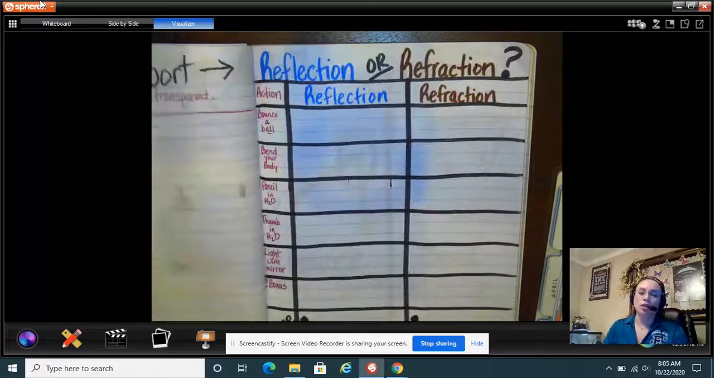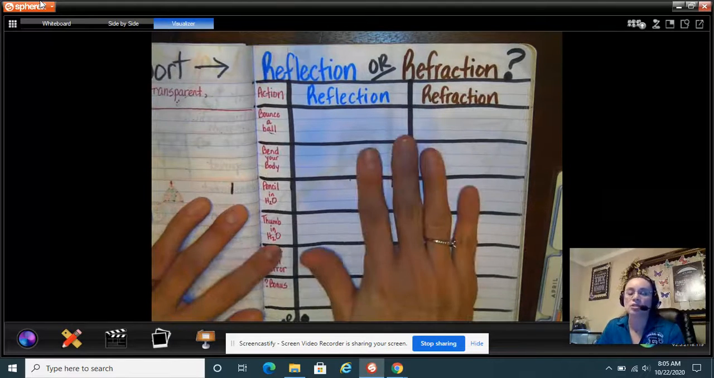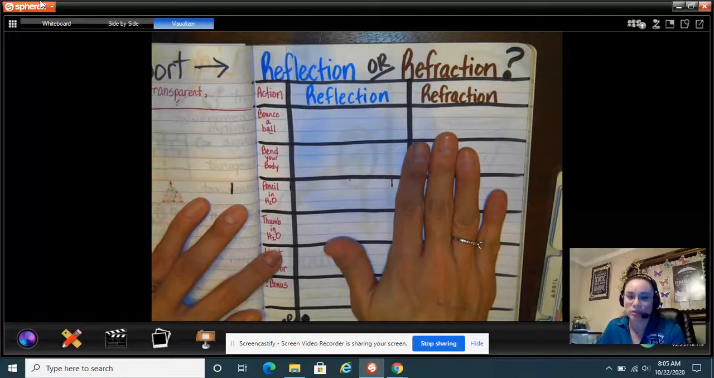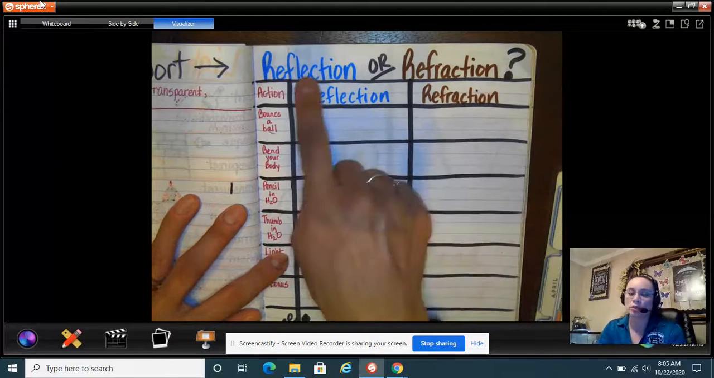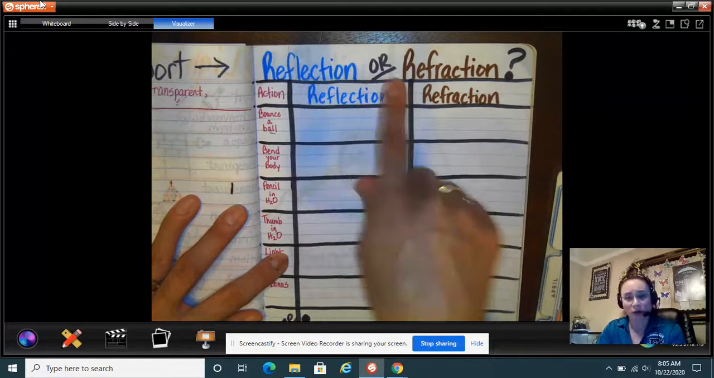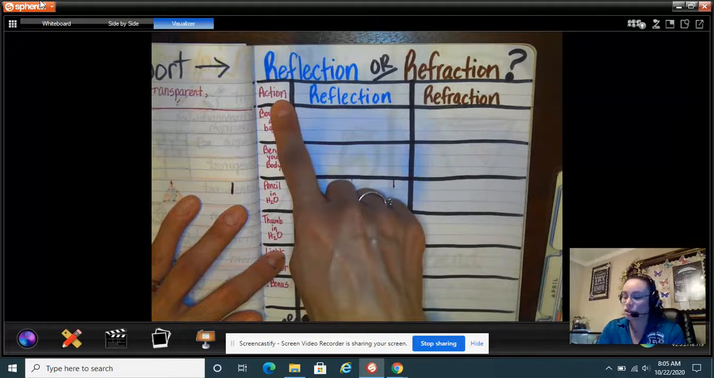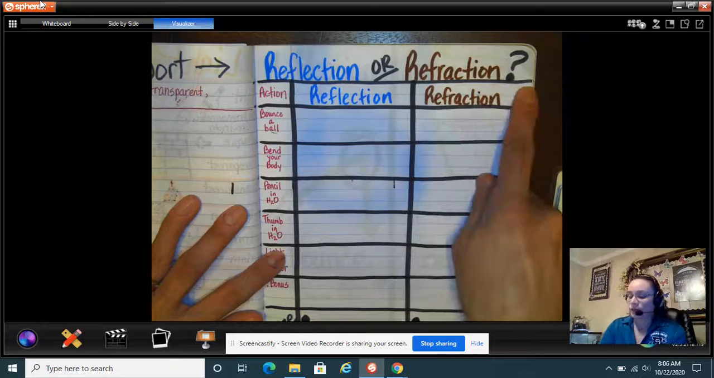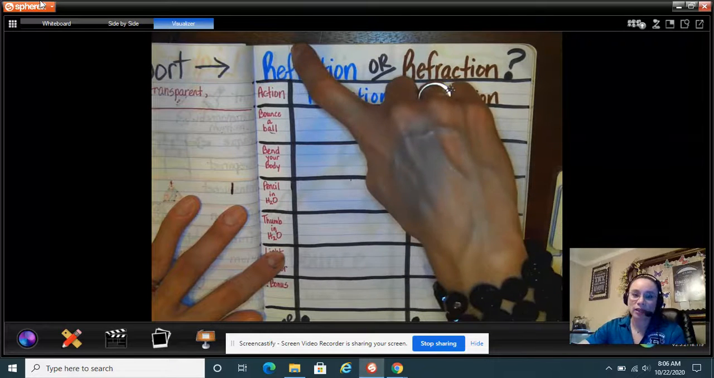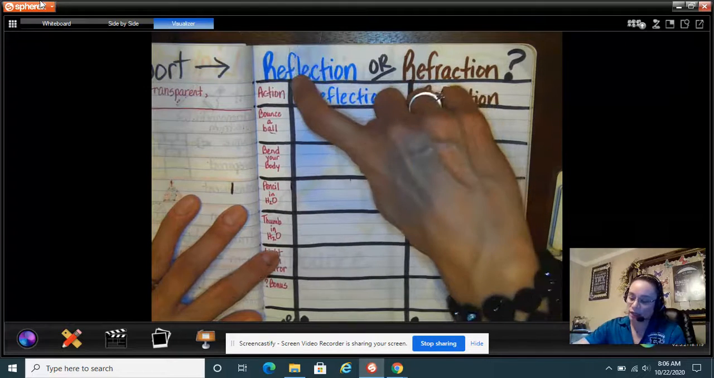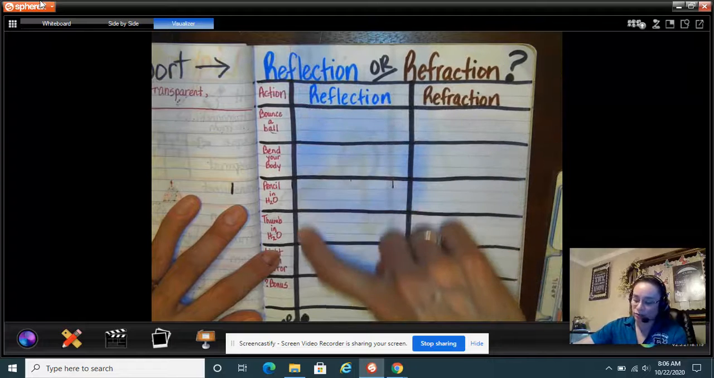Turn the page, and I'm on a clean page. This is for our science lab on Thursday. Okay, what we did is we wrote the title reflection or refraction. So you're testing for those two things with different actions. So I underlined the title, and then I used that pink line in your composition book, and I traced on that pink line with black marker.